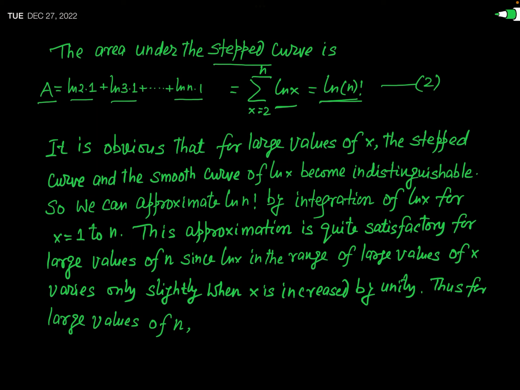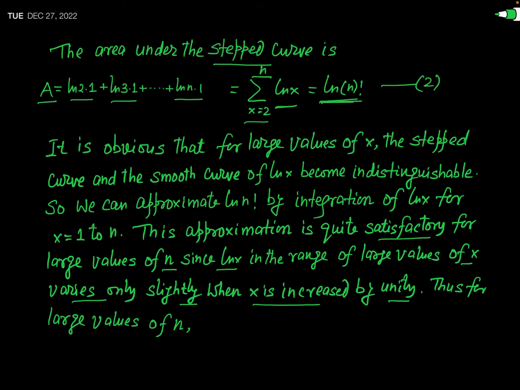I have written it here. You can say that this approximation is quite satisfactory for large values of n, since this log x in the range of large values of x varies only slightly when x is increased by unity. And so if you are considering the large values of x, then we should simply replace this summation by integration. Okay, so what will be now this ln n factorial?